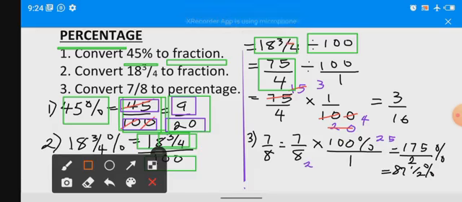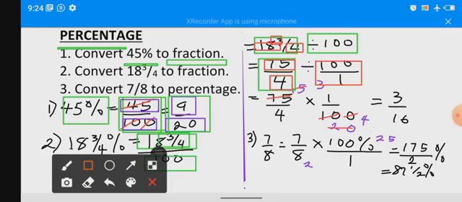Okay, 4 multiplied by 18 will give us 72, plus 3 will give us 75 over 4. That is it. So we have converted the mixed number to an improper fraction. Now, divided by 100 over 1, right?